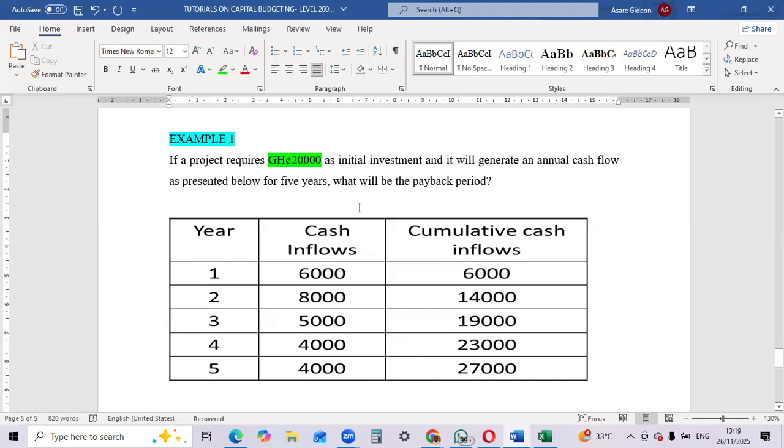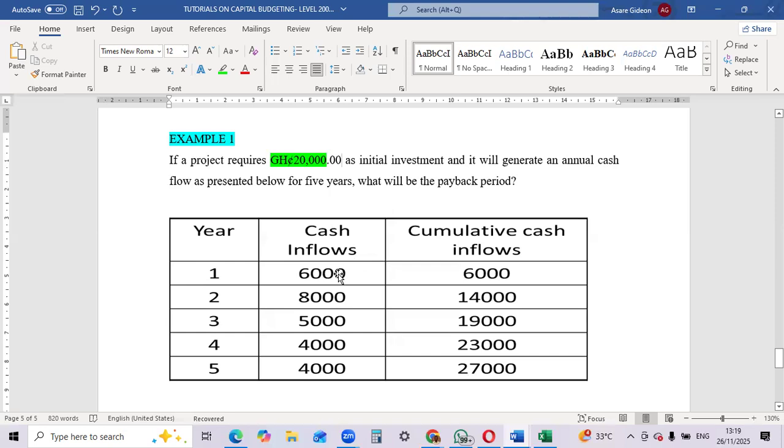Now, we are saying that looking at the total cost of investment, it is 20,000. Now, for year 1, when we decide to embark on this particular investment, we are going to get 6,000. Year 2 is what? 8,000. Year 3 is 5,000. Year 4 is what? 4,000. Year 5 is what? 4,000. Now, we are going to cumulatively add the numbers.